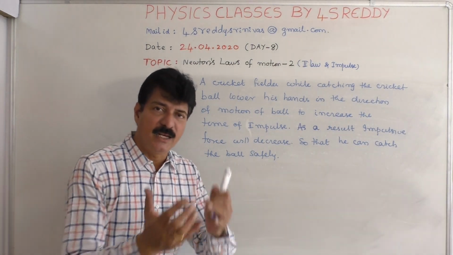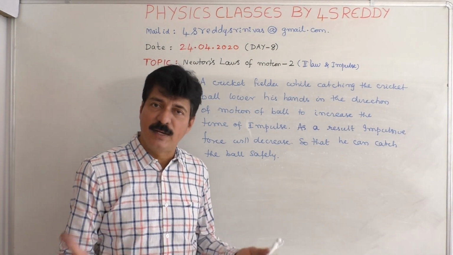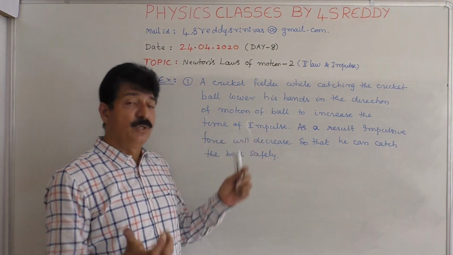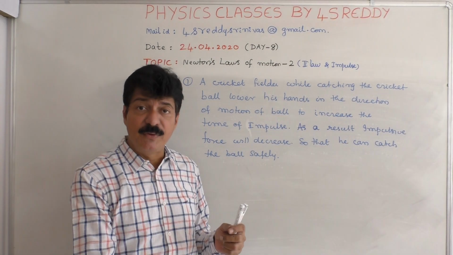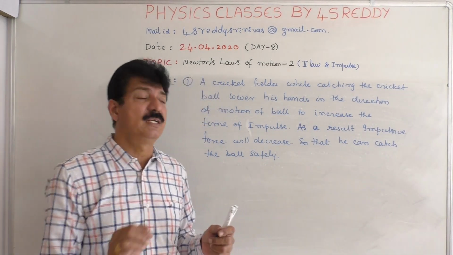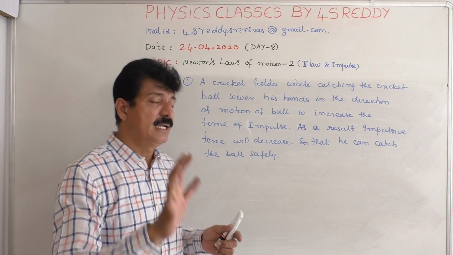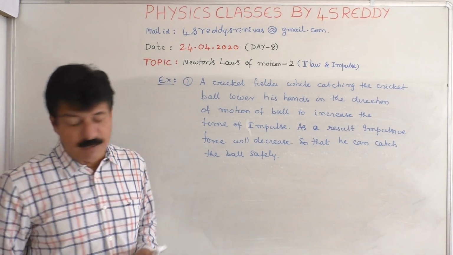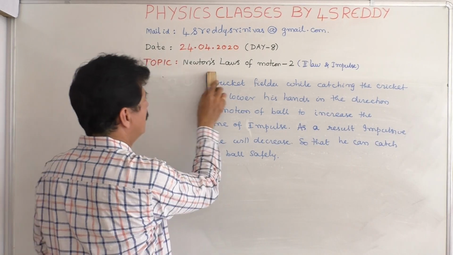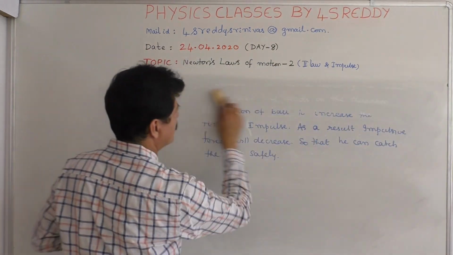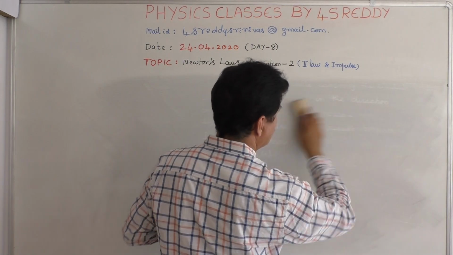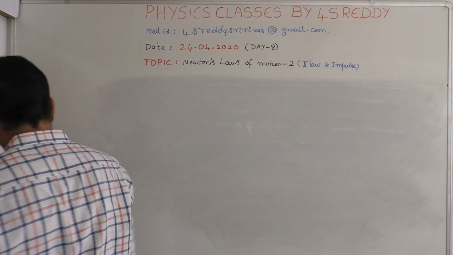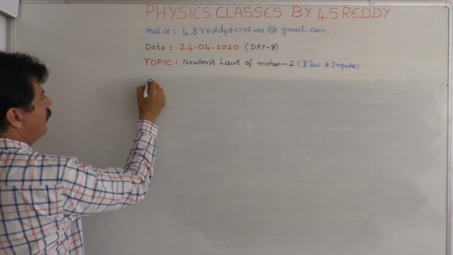Generally, you may be asked, a cricket fielder while catching the ball lowers his hands. Why? It is simple. A cricket fielder while catching the ball lowers his hands to increase the time of impulse. When the time of impulse is increased, the impulsive force will decrease so that he can catch the ball safely. And we can also give some other examples related to this.